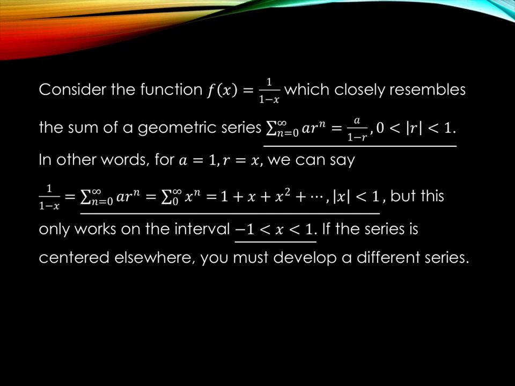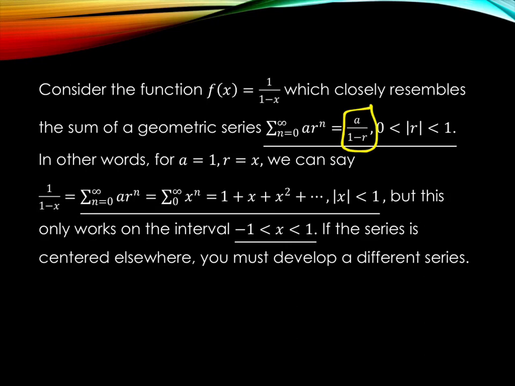This closely resembles the sum of a geometric series. So the sum of a geometric series, if you'll remember, is this right here, a over 1 minus r. That looks very similar to 1 over 1 minus x. And a over 1 minus r came from the summation n equals 0 to infinity of a times r to the n, as long as the absolute value of r was between negative 1 and 1.